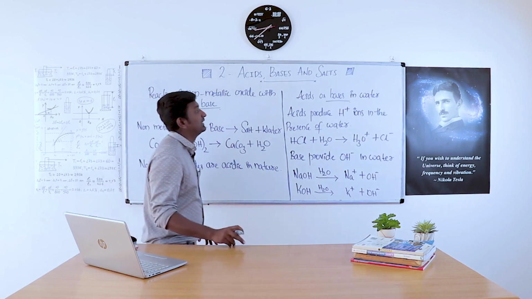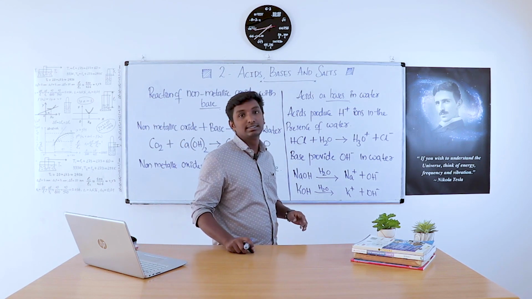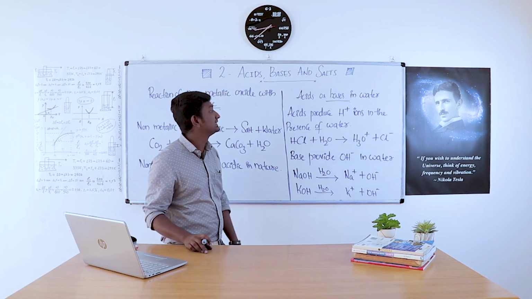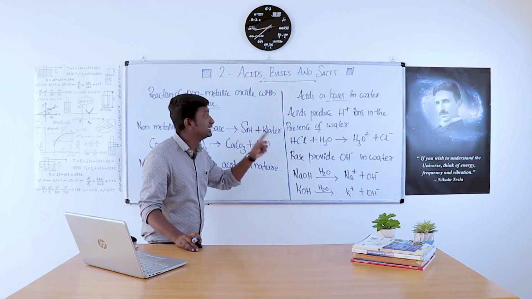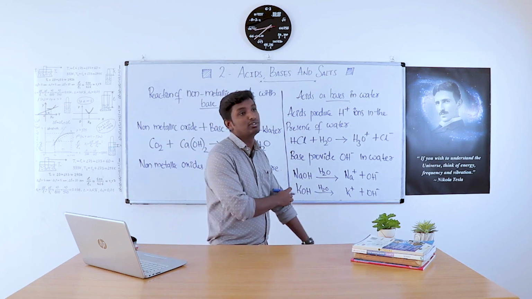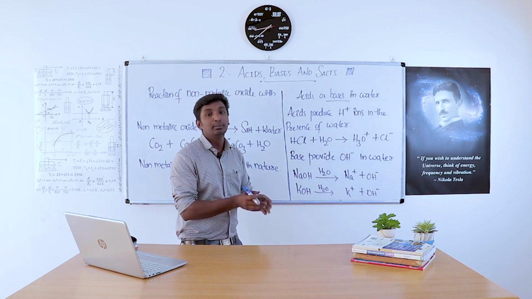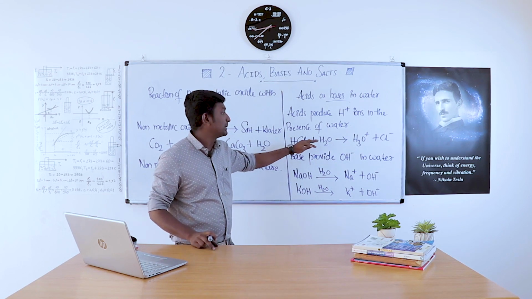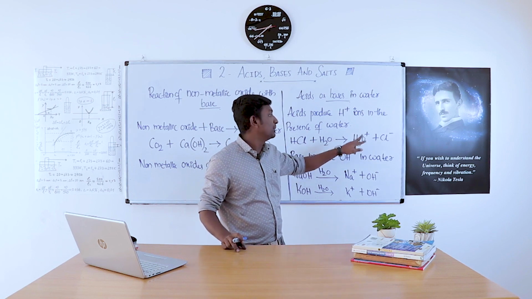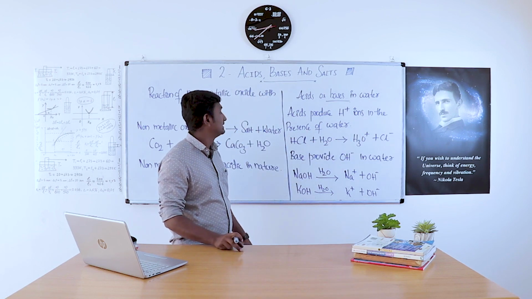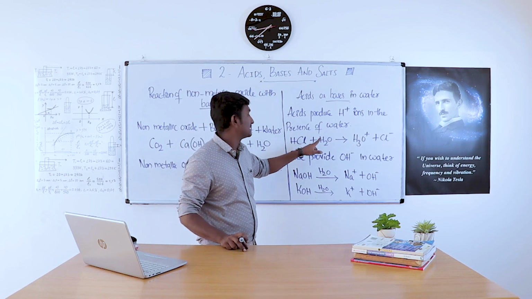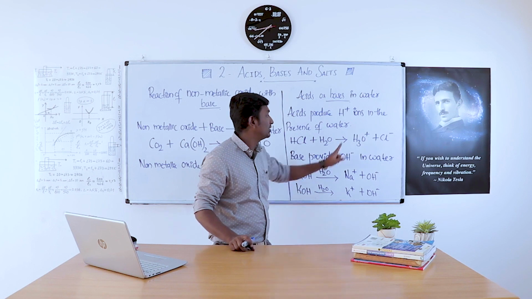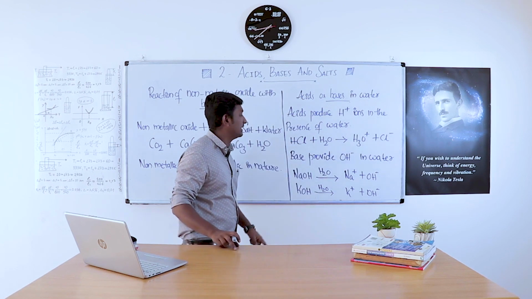Now what happens when acids or bases react with water, or acids or bases in water? Acids produce H plus ions in presence of water. For example, HCl plus H2O gives H3O plus Cl minus. HCl is an acid. In presence of water, H2O gives H3O plus ion. H3O plus ion means hydronium ion, plus Cl minus ion, chloride ion.